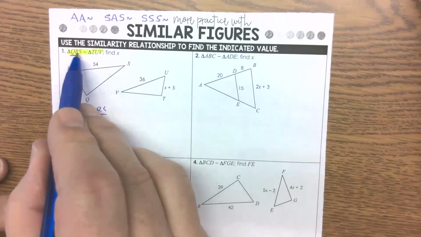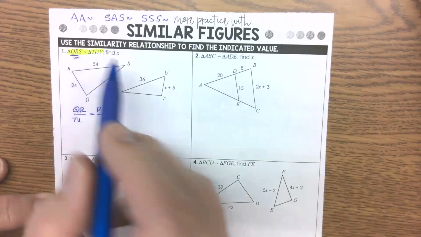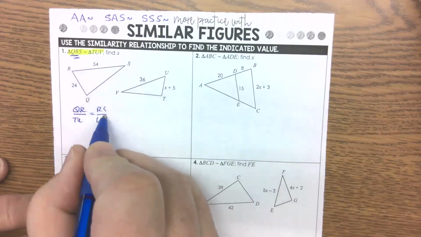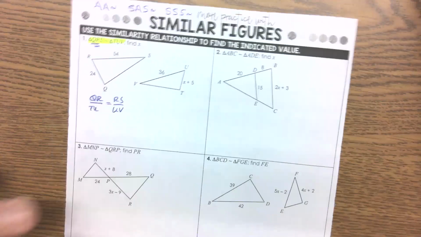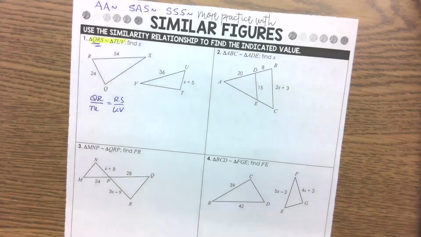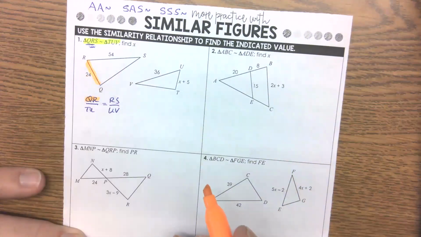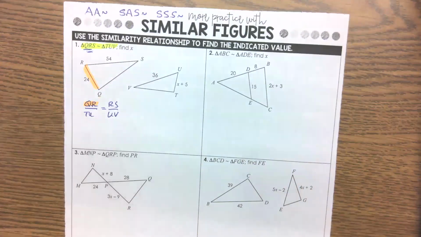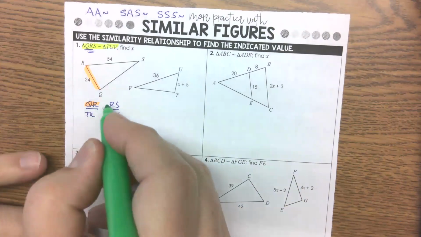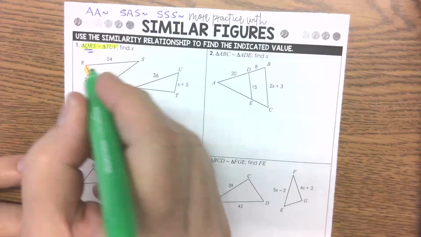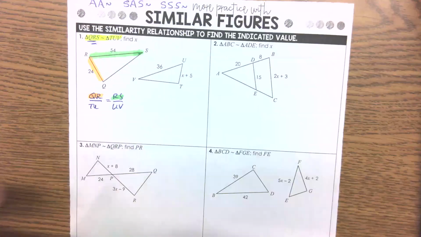The last two letters of this one are RS. Which one's matched to that? UV. Now, why did I choose those particular letters? Because QR is something that I've got numbers for. It's 24. And RS is also something I've got number values for. RS is a length of 54.